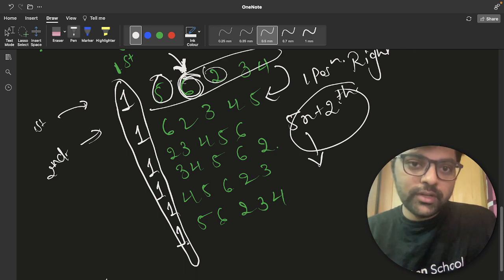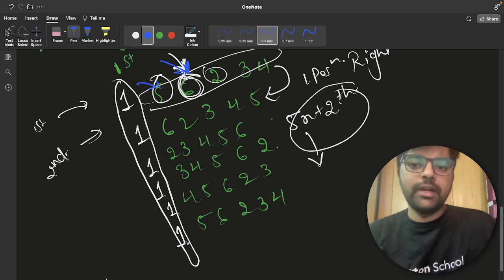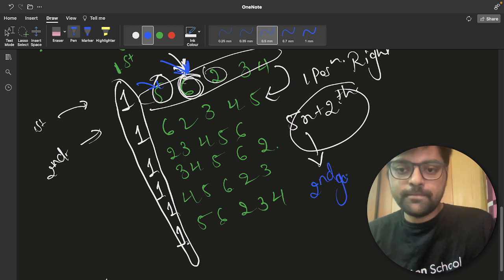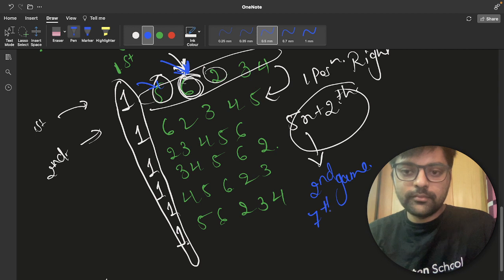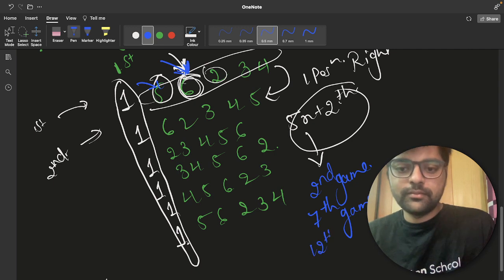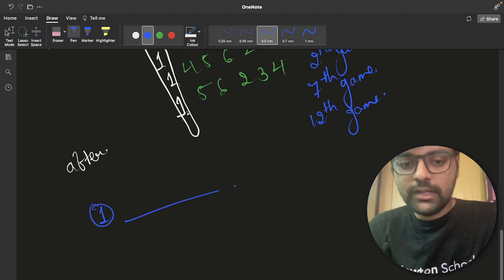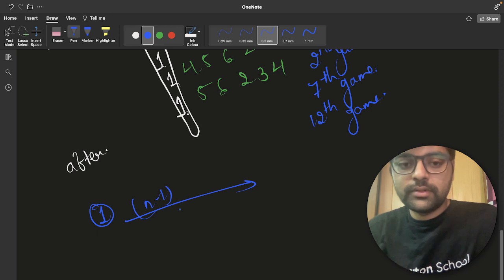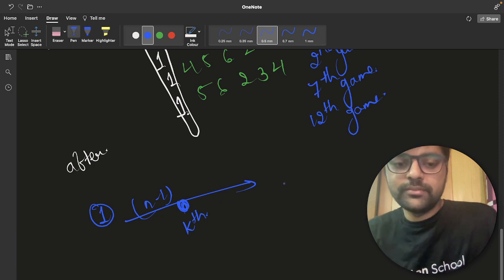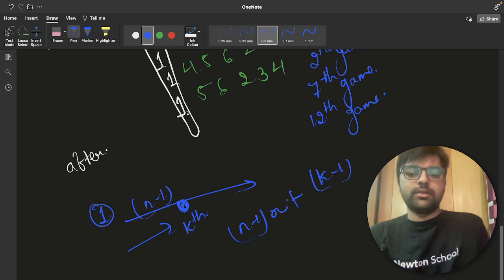This will first fight 5 times, then 6th, 7th, it will fight. 6 and 1 will fight at the second game, then the 7th game, then the 12th game, right? So let's say 1 has acquired the position and there will be n minus 1 elements. Let's say its position is kth. So this kth person will fight at k minus 1 time and n minus 1 times x plus k minus 1, right?